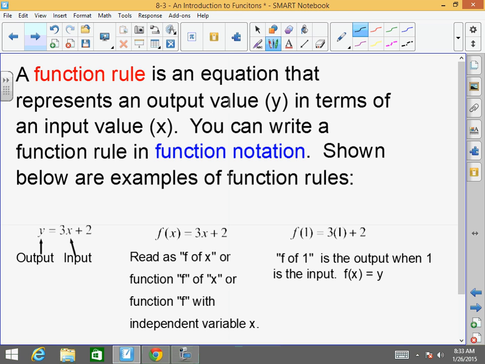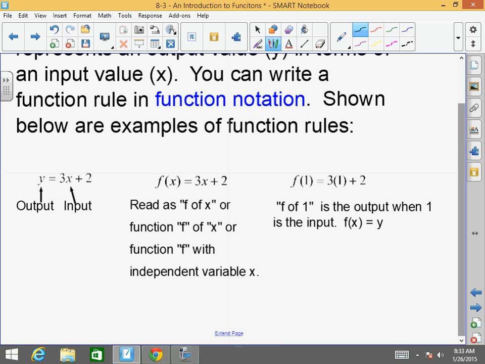Okay, now, the function rule. A function rule is an equation that represents the output value. Remember, the output value is the dependent in terms of the input value, x. You can write a function rule in function notation. Shown below are examples of function rules. Okay. Please remember that the y is the output. The fancy way to write the output in function notation is f of x. The x is the input. The x, that is the independent variable.